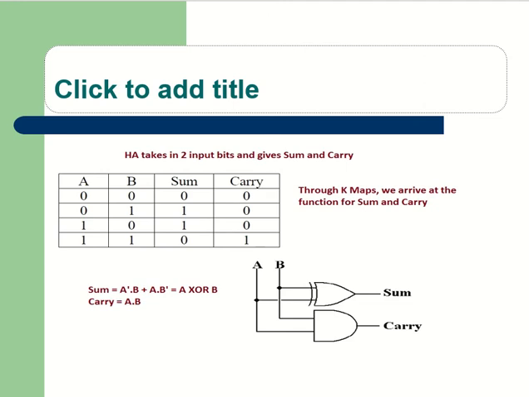So we know that the expression a bar b plus a b bar is nothing but the expression of an XOR gate. So we can simply write it as a XOR b.